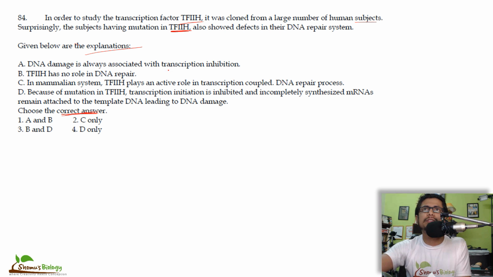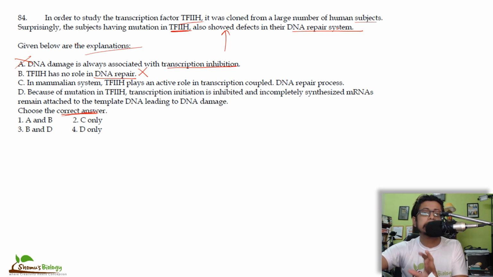DNA damage is always associated with transcriptional inhibition. Not at all. DNA damage can be caused by many other factors. So it's not true. TF2H has no role in DNA repair. False, because in the question it's already shown that the mutation in TF2H also showed defects in the DNA repair. That means obviously TF2H has some role in DNA repair mechanism. So B is also false. A is false, B is false. So obviously option 1 and option 3 both are wrong. Now the right option is between option 2 and 4. So either C is correct or D is correct.